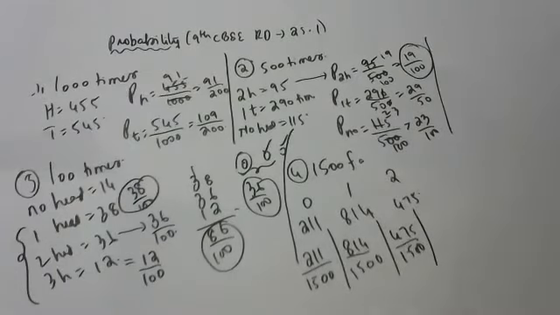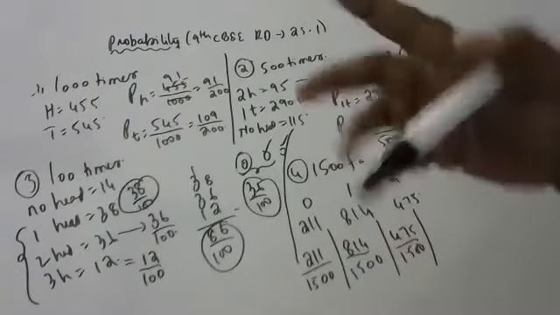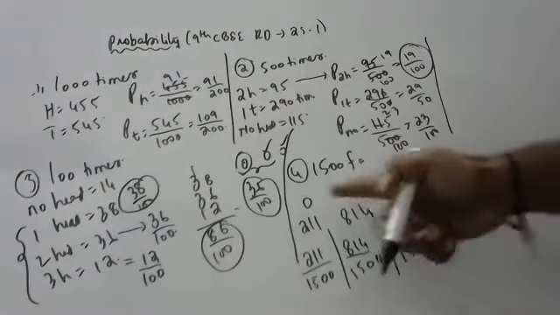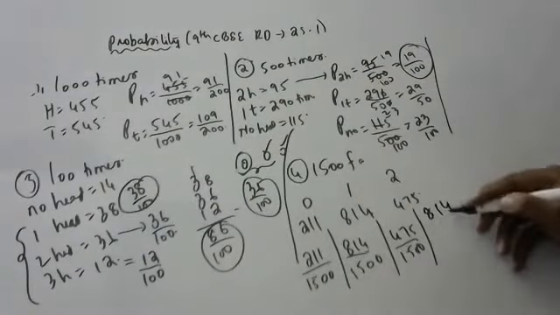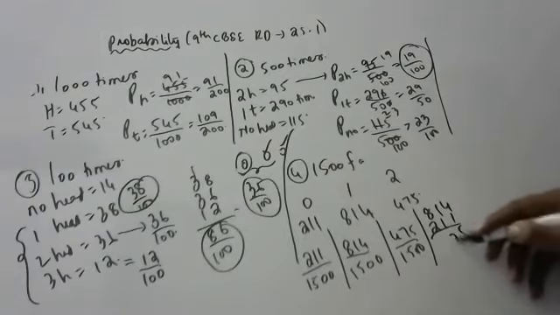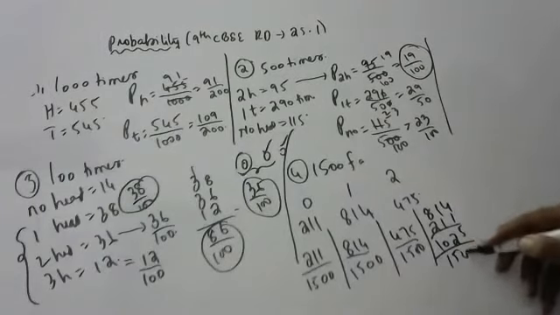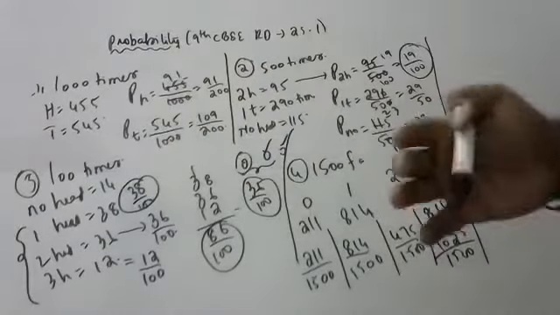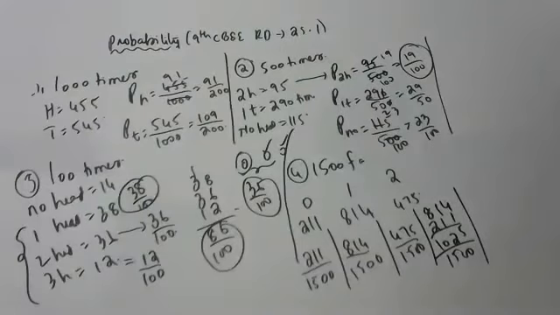What is the probability of at most 1 girl? At most means 1 or less than 1. So 814 plus 211 by 1500, that is 1025 by 1500. At least means that or more than that. At most means that or less than that, always remember. And more girls than boys.